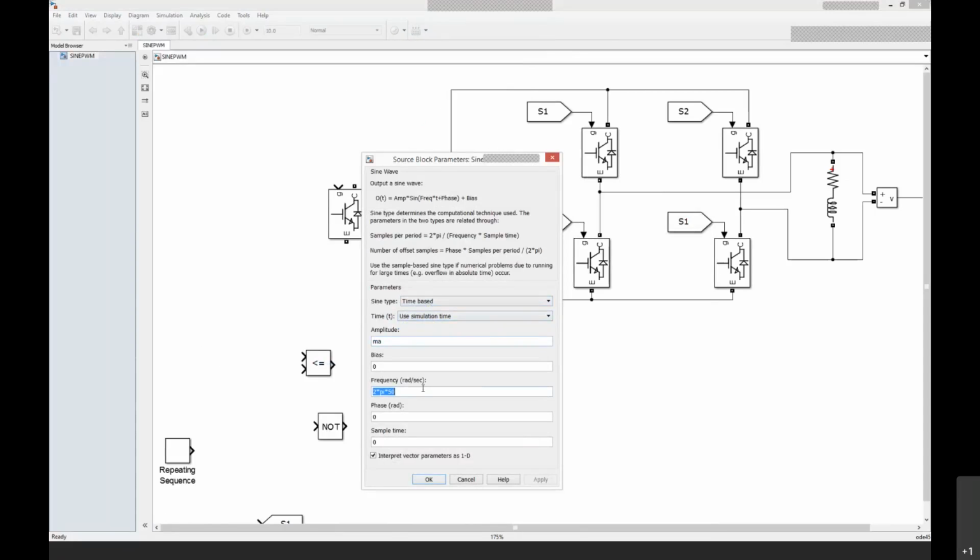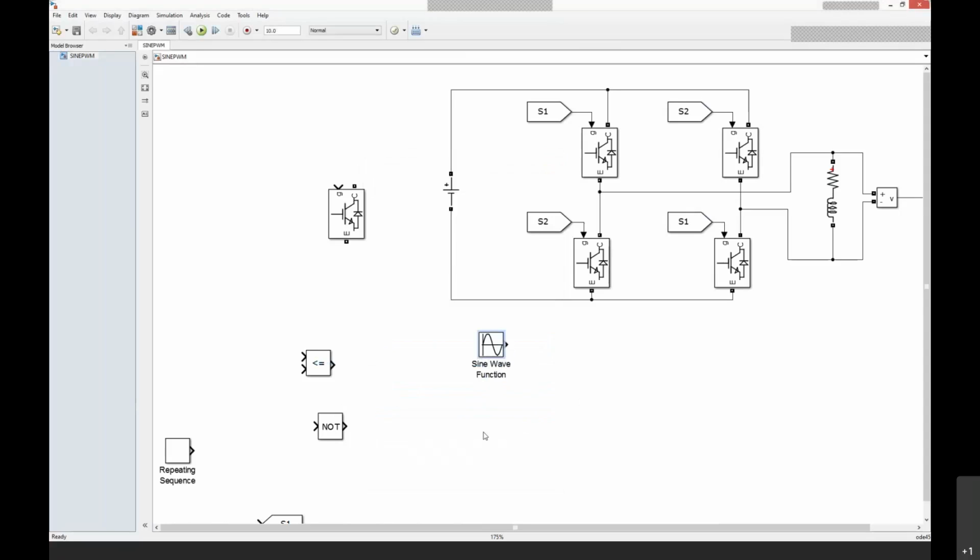You need to specify this MA, and this is the frequency of the modulating signal. So you need to consider 2 pi f, and here it is asking in radians per second. If you consider a 50 Hz signal, then omega is 2 pi f, that is 2 pi into 50. The phase angle needs to be provided in radians. Since this is only one waveform, no phase angle is required, so I simply kept 0. So the sine wave is generated.